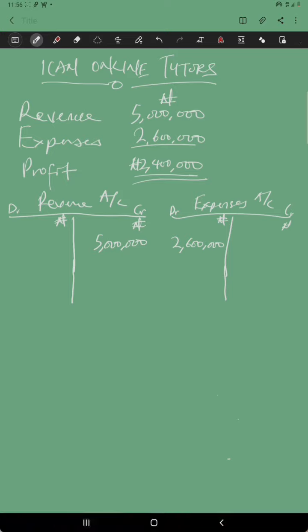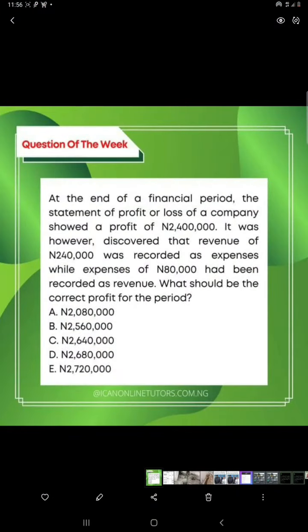Now let's go back to the question. It was, however, discovered that revenue of 240,000 was recorded as expenses, while expenses of 80,000 naira were recorded as revenue. So let's first treat the first part of that question. It was discovered that revenue of 240,000 naira was recorded as expenses. This means that revenue had been understated by 240,000 naira, and expenses had been overstated by 240,000 naira. So let's correct this.